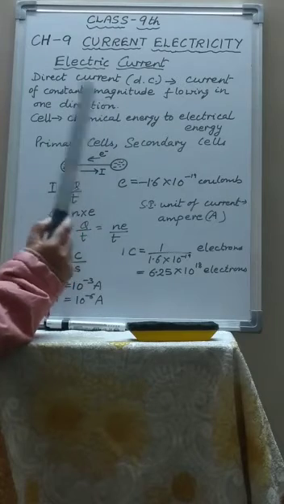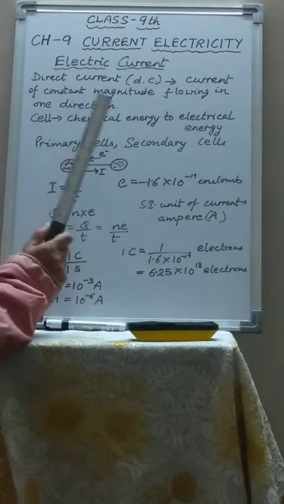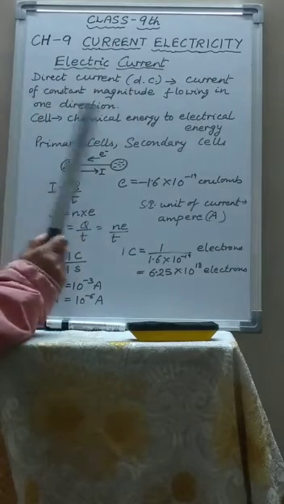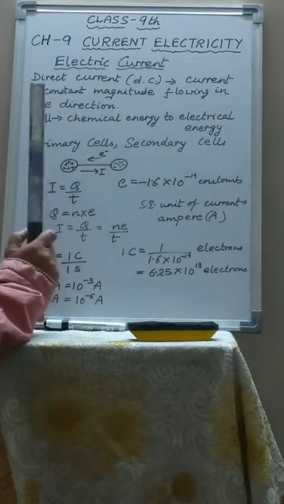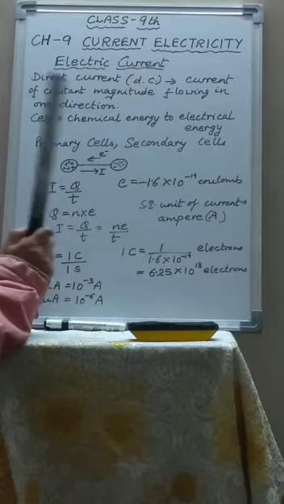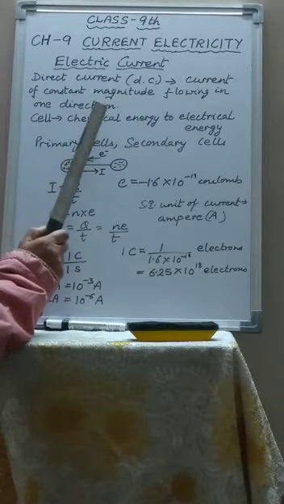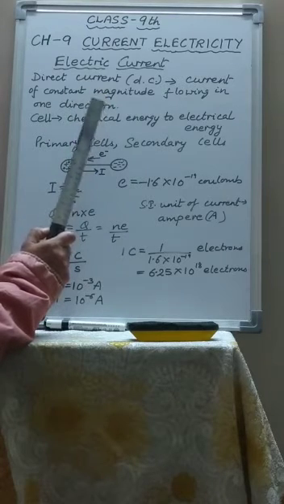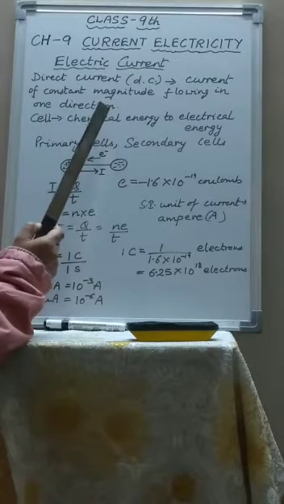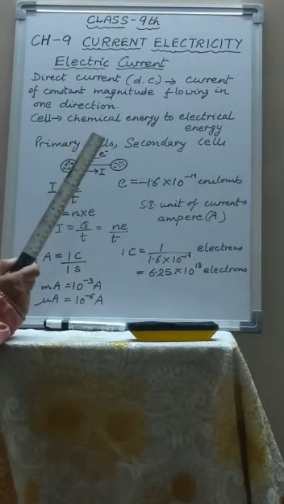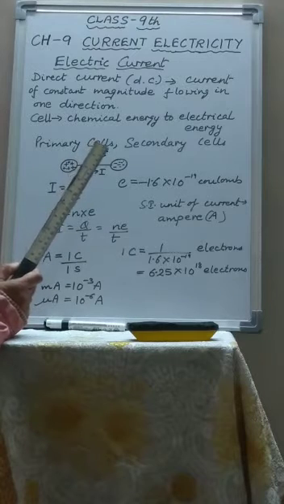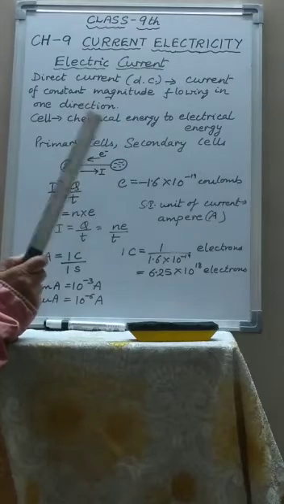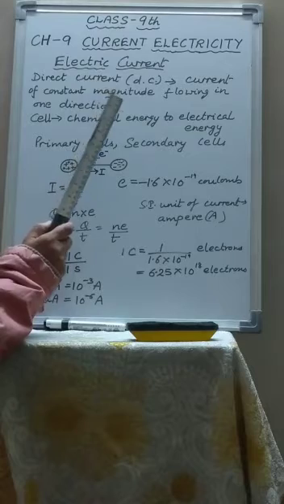Constant magnitude means its value will remain fixed. Suppose you are using a cell, then it will give a fixed value of current. It will not change. And the current will also flow in only one direction, unidirectional. That is called direct current. So when you connect a cell to a bulb, the current flows always from the positive terminal of the cell to the negative terminal through the bulb of the torch. And the magnitude of current given by the cell remains constant for a sufficiently long time. So this type of current is called direct current.